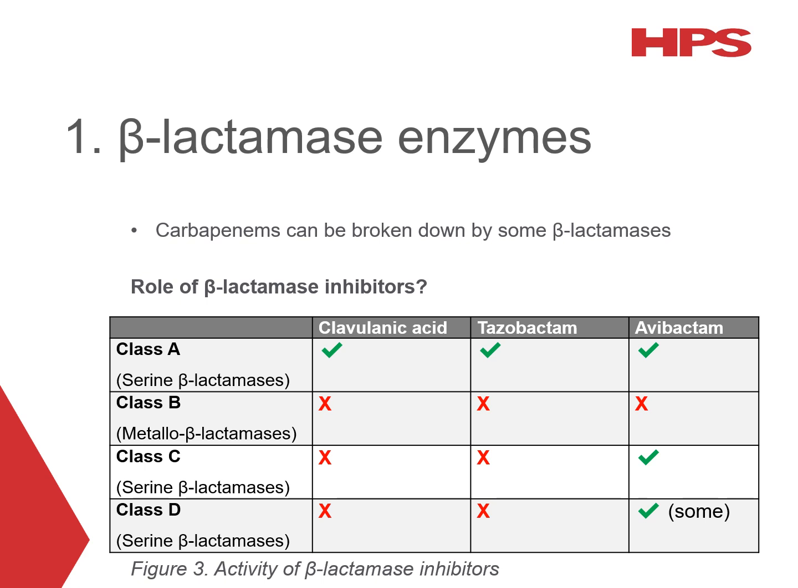So classes A, C and D are often referred to as serine beta-lactamases, and class B can be referred to as metallo-beta-lactamases. And the enzymes capable of breaking down carbapenems typically belong to groups A, B or D, as shaded in grey here. And as you can see in this table, there are no currently available inhibitors that are active against group B enzymes.